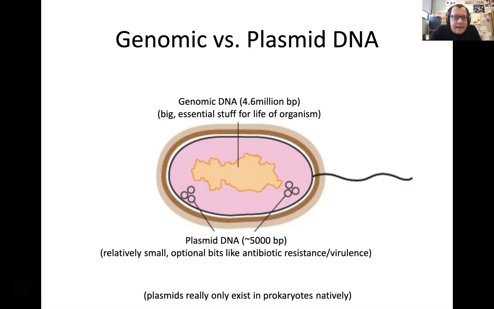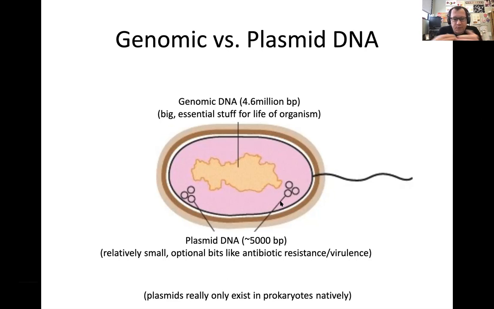They really only exist natively in prokaryotes. So, bacteria are considered prokaryotes. Prokaryote means it doesn't have a defined nucleus. Things like yeast, plants, humans are eukaryotes. We have defined nuclei and our DNA exists inside the nucleus. In prokaryotes, the genome just kind of floats around in the cytoplasm. It has connections out to the plasma membrane of the organism and potentially connections to the cell wall as well. But plasmids just kind of float around inside the cytoplasm, and they can kind of go around.